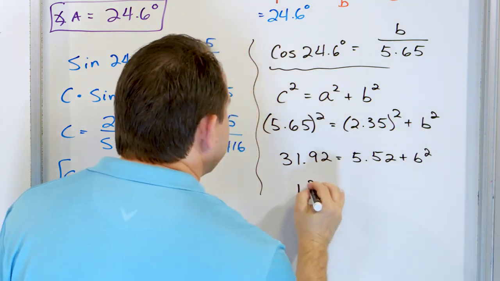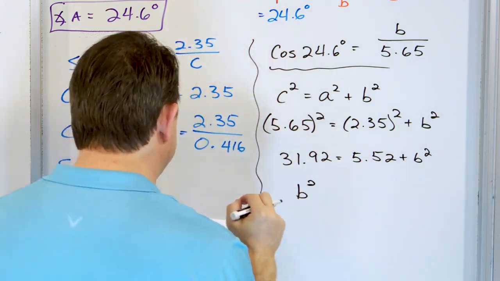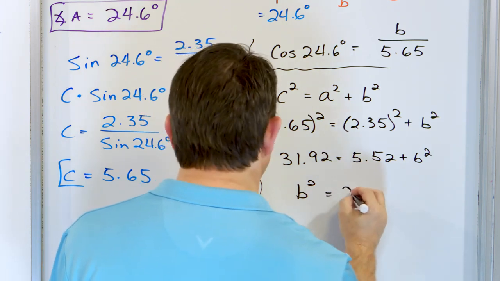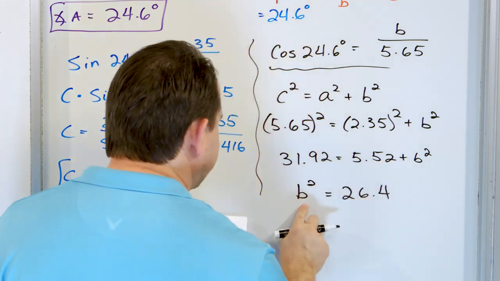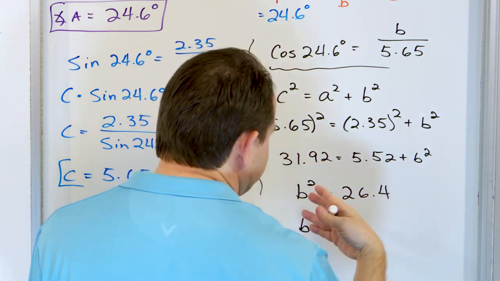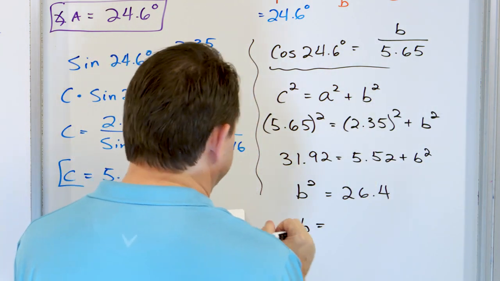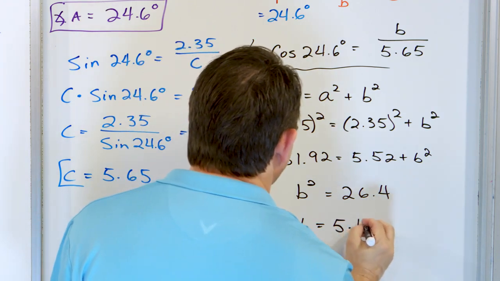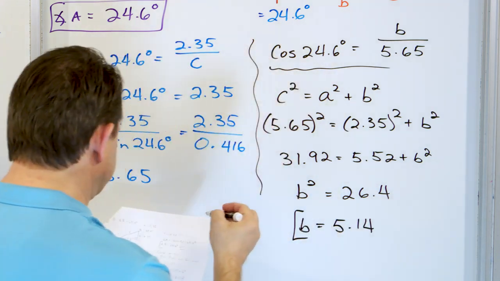And then B squared is going to be this number minus the 5.52, and you'll get 26.4. When you take the square root of both sides, you'll get plus and minus, but you discard the negative length. You can't have negative lengths on a triangle. So you get 5.14, and that's the length of side B.